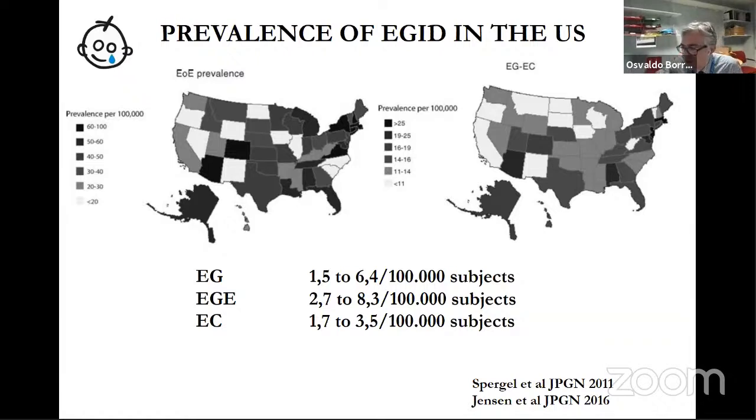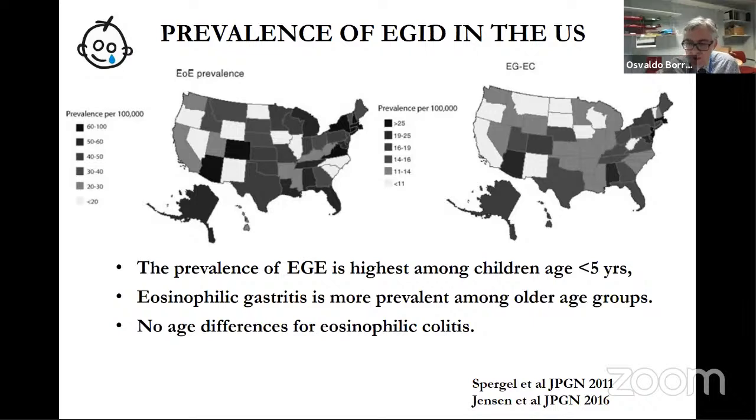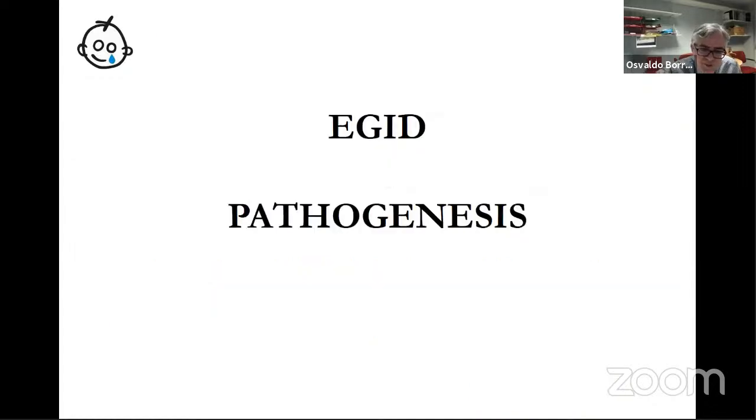The prevalence is usually, and it's interesting, highest among children less than 5 years, while eosinophilic gastritis is a little bit more prevalent in the older age group. Differently from eosinophilic esophagitis, where the disease is more prevalent in males, in this case there is no difference in the age, also no difference in the sex.